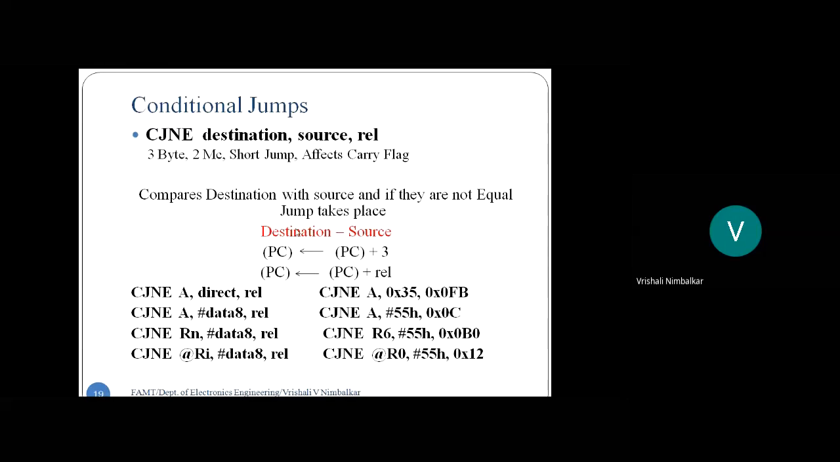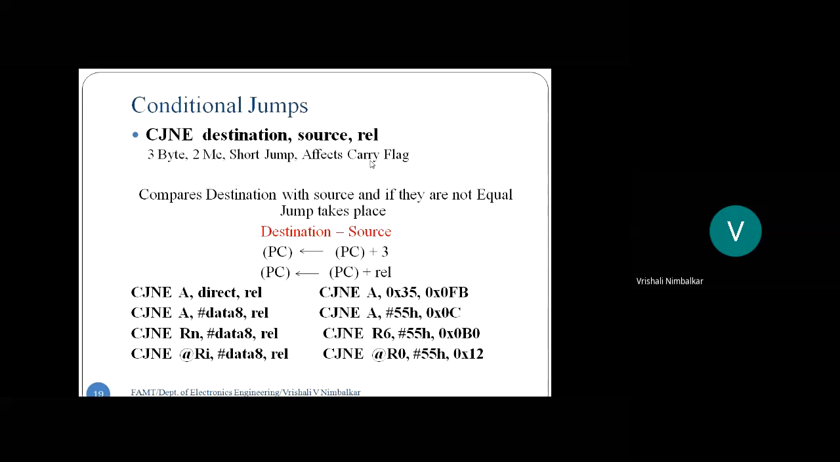As the subtraction is going on, if the numbers are equal, the result will be 0. If the numbers are not equal and the destination is greater than the source, the subtraction borrow will not be generated. If the destination is smaller than the source, then a borrow will be generated. So compare and jump is the only jump instruction which affects a flag, and that is the carry flag. No other jump instructions affect the flags. It's only CJNE affecting the carry flag.